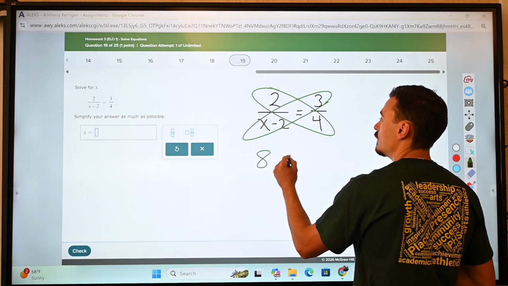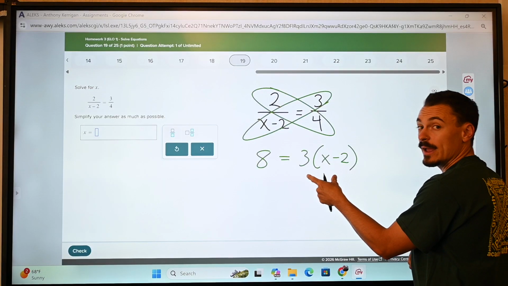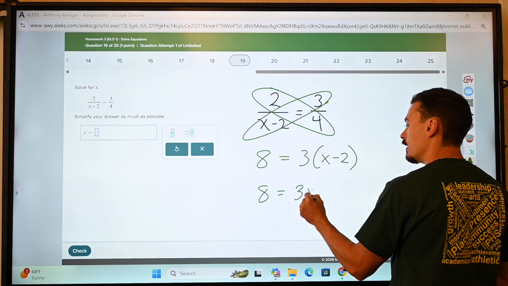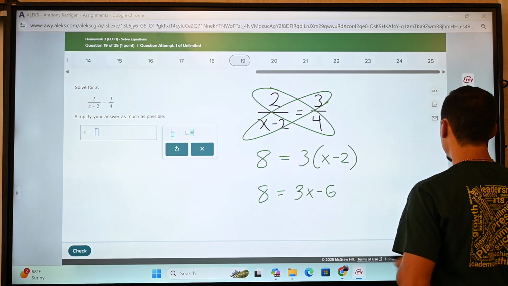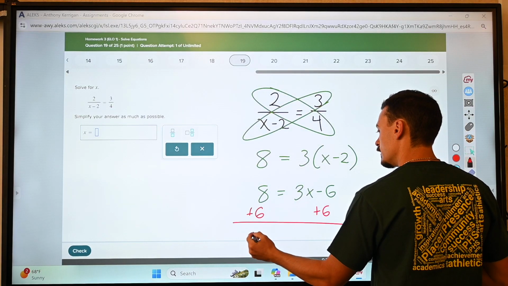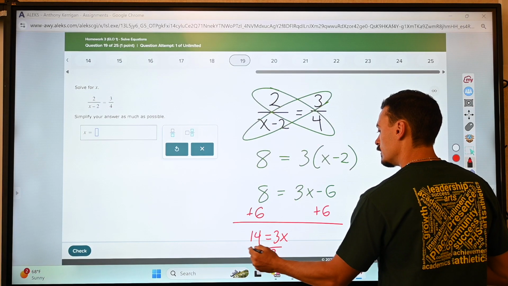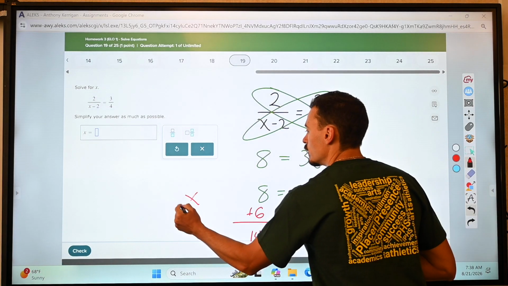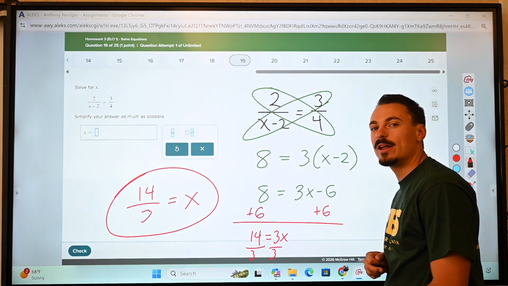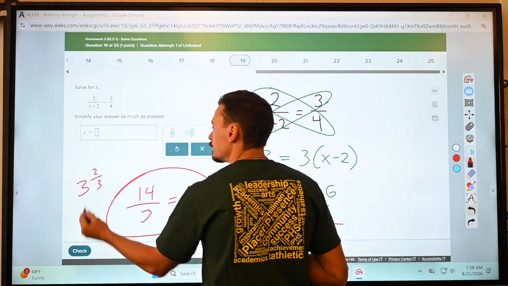That's 8 equals 3 times x minus 2. You can do this part in your head if you'd like to, but lots of people like to write it down. You get 3x minus 6, and then you add 6, get 14 equals 3x. We get x equals 14 over 3. If you can simplify, do it. If not, just keep it like an improper fraction, not a big deal. You could also put 3 2/3 here.